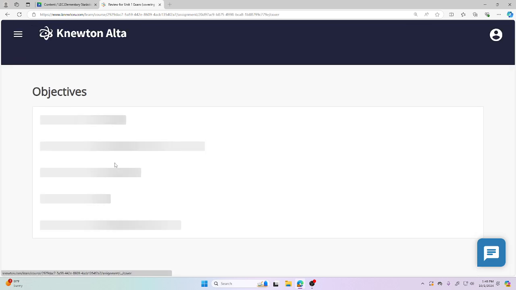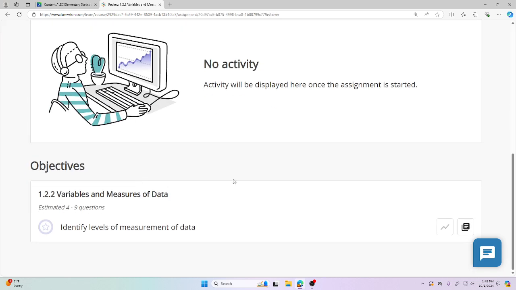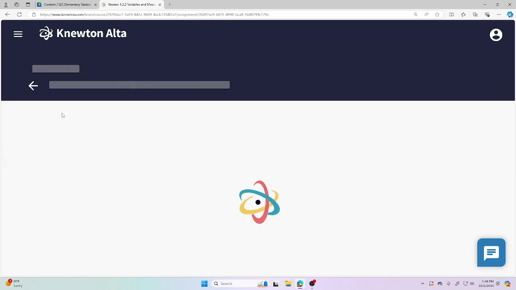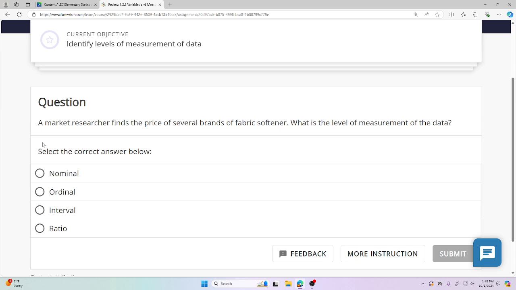Moving on. 1.2. And notice I only got the one objective. So again, one question from 1.2, and it'll be something about levels of measurement. So that's going to be nominal, interval, ratio, ordinal. One of them.